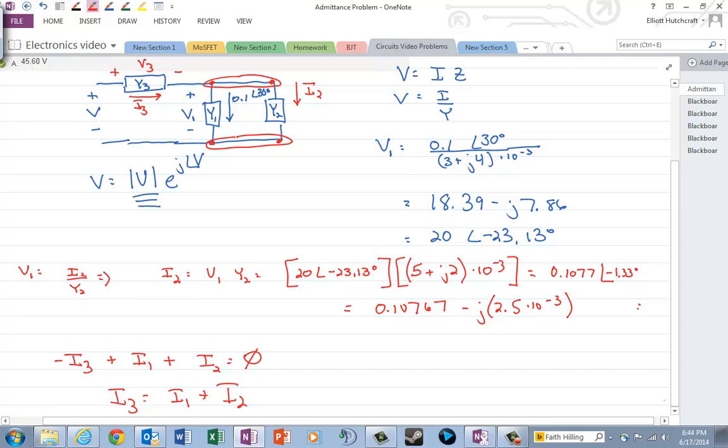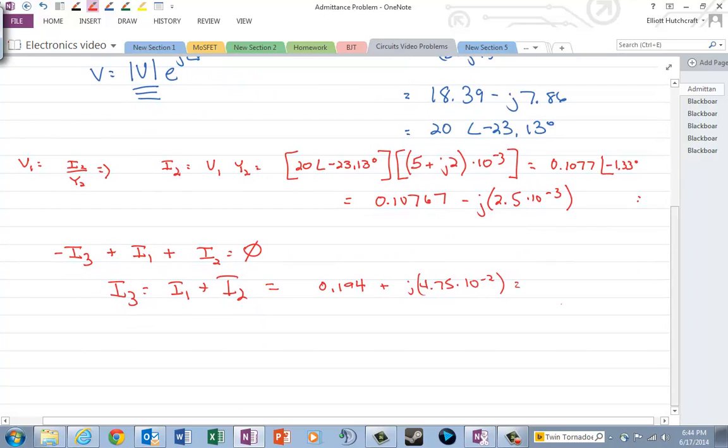So when I calculate I1 plus I2, if my numbers are right, I get 0.194 plus j 4.75 times 10 to the minus 6, which in polar form is 0.2 angle 13.74 degrees. Okay, so that's I3.